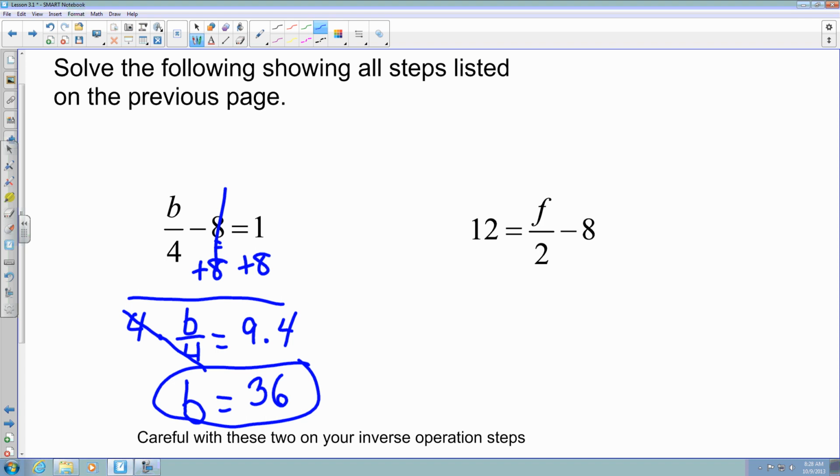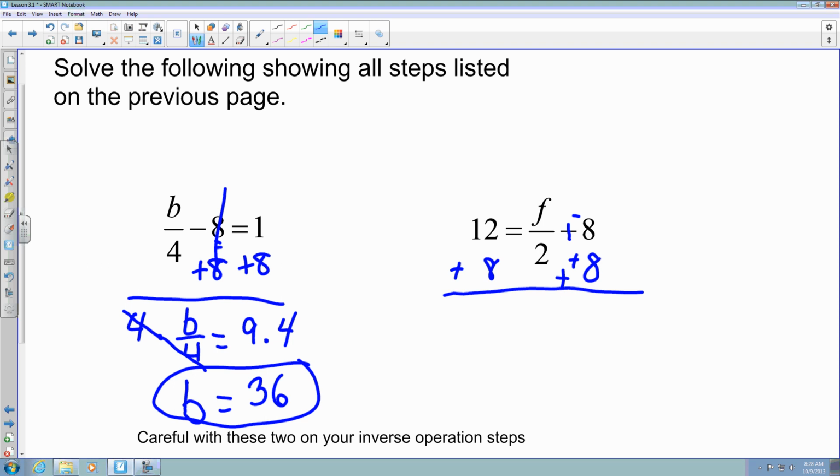Okay? Looking at the second example, 12 equals f divided by 2 minus 8. Again, we're going to eliminate the constant. If it's a minus 8, and some people are getting confused on whether you have to add or subtract, you could always make it an addition problem, cross the line, change the sign, which makes it an addition.